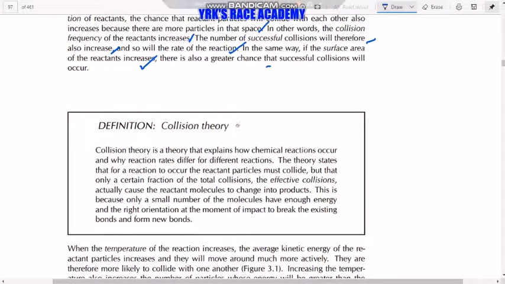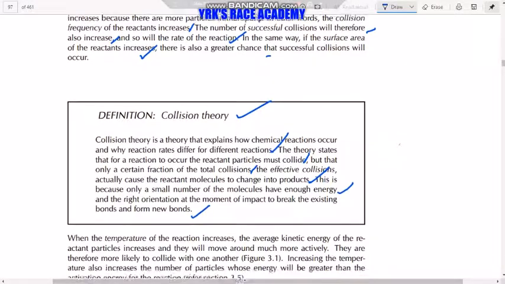Let us understand the definition of collision theory. Collision theory is a theory that explains how chemical reactions occur and why reaction rates differ for different reactions. The theory states that for a reaction to occur, the reactant particles must collide, but only a certain fraction of total collisions, called effective collisions, actually cause the reactant molecules to change into products. This is because only a small number of molecules have enough energy and the right orientation at the moment of impact to break the existing bonds and form new bonds. This is the main theme of collision theory.